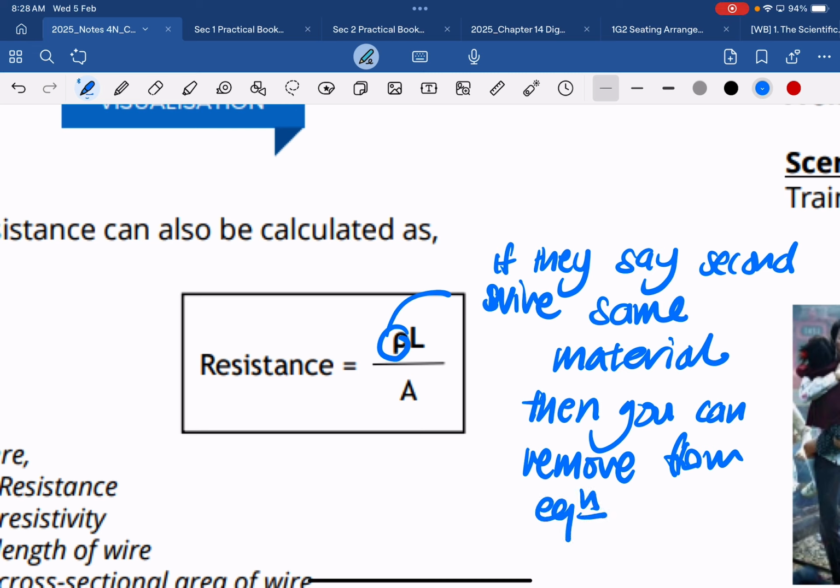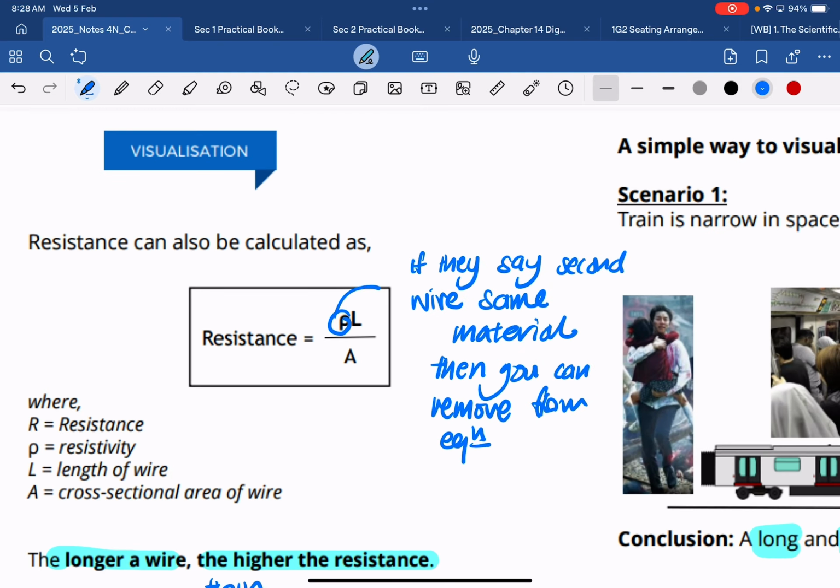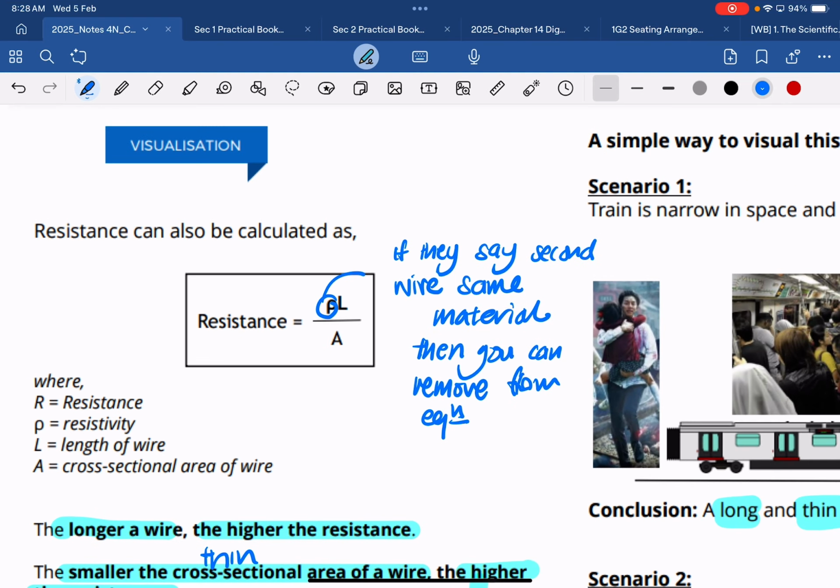Okay, so if they say the second wire is of the same material, you can simply remove this from the equation and you just compare your L and A. Okay, later you will see I think one question on that.